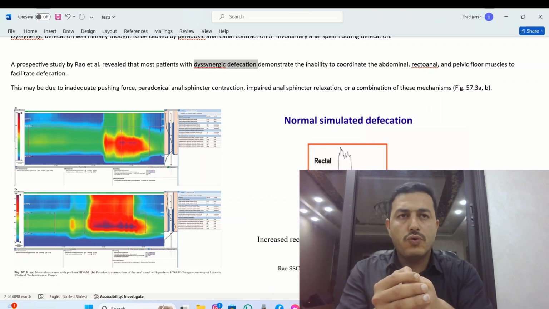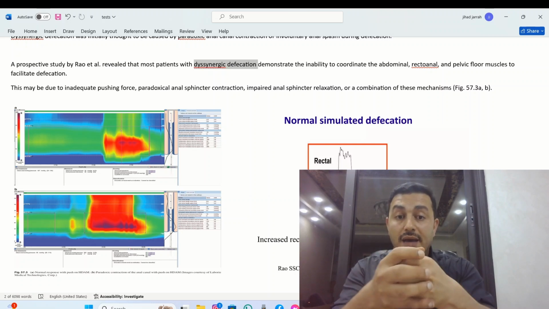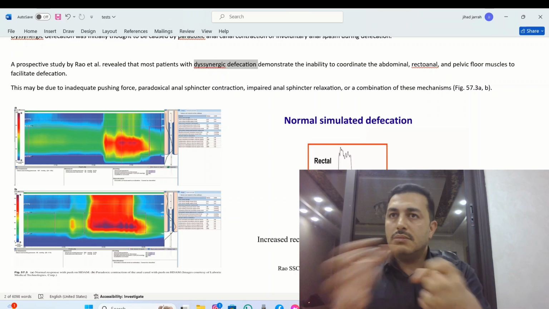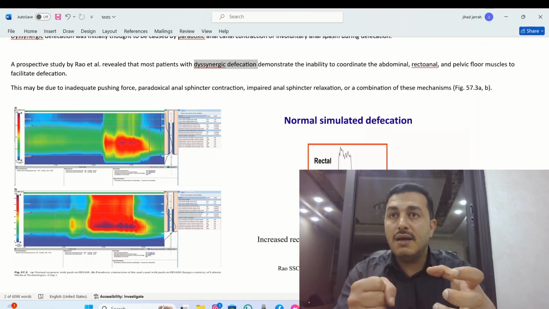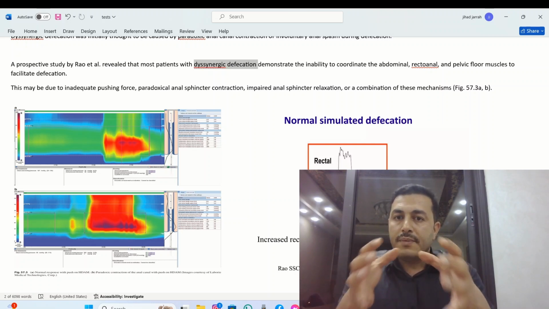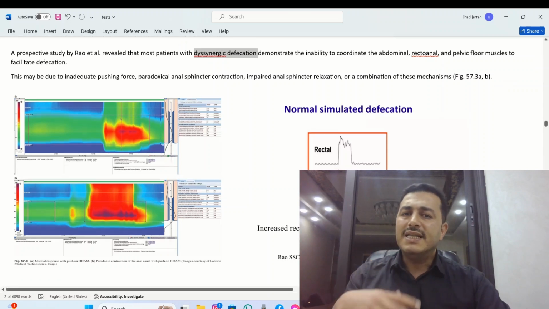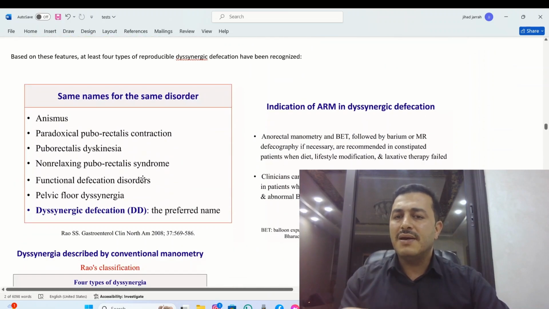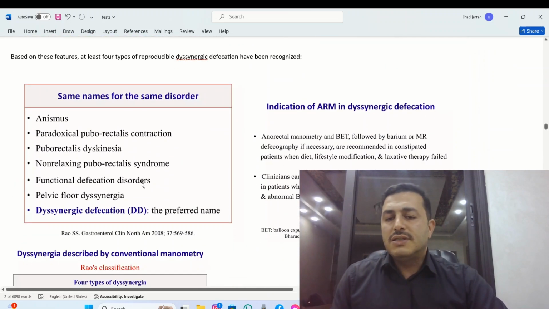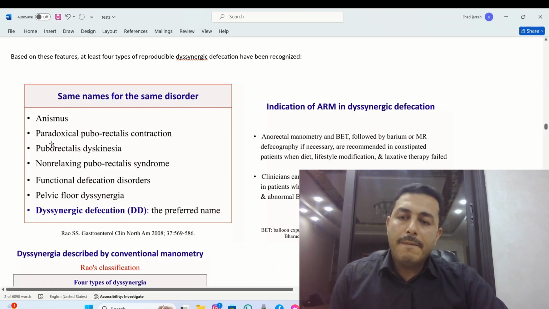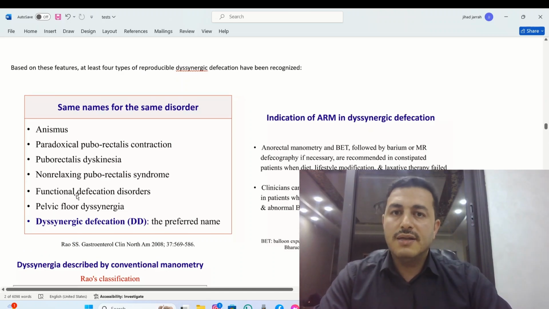We have spontaneous contraction, or contraction while defecating, or inability to relax. The same, either contracted or inability to relax. This will create a dyssynergic defecation, inability to defecate. Actually, dyssynergic defecation has many names for the same disorder: dyssynergic defecation, anismus, paradoxical puborectalis contraction. Actually, these are different mechanisms, but under the name dyssynergic defecation.